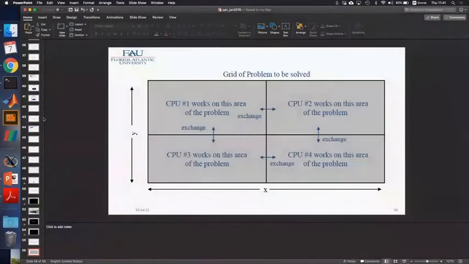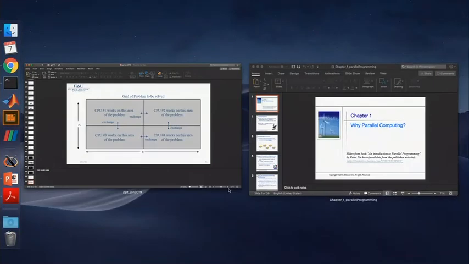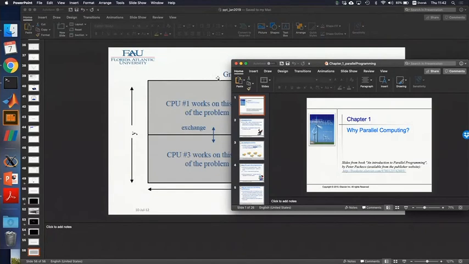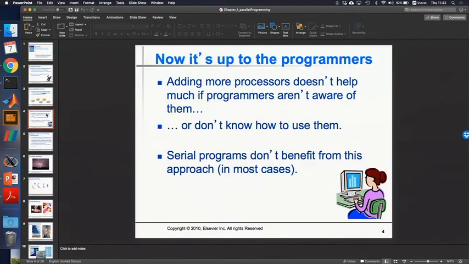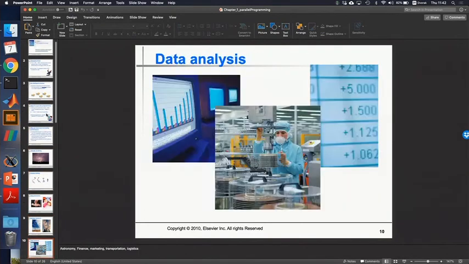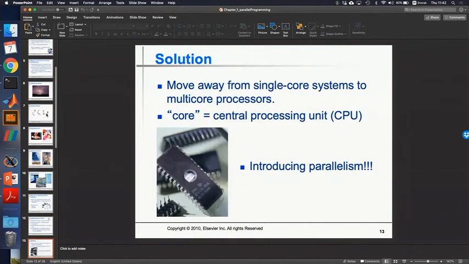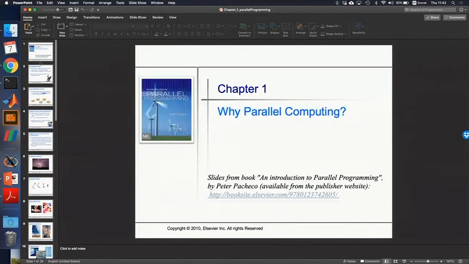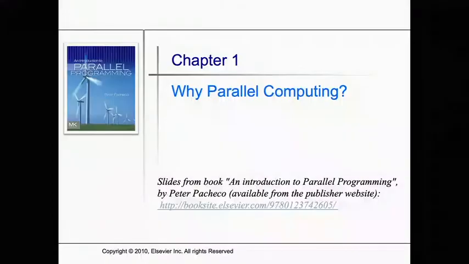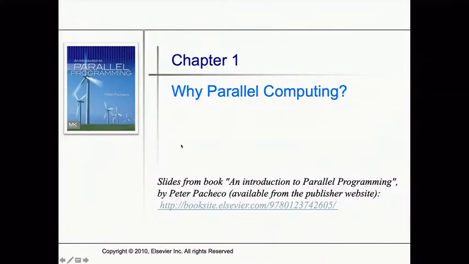Let me see how much of this we should go into. Any questions? Okay, we can take a look. All right. So these are just some slides which I took from this book. You can download them yourself from this website. Any questions before that?